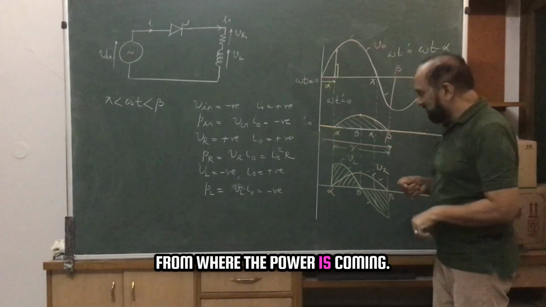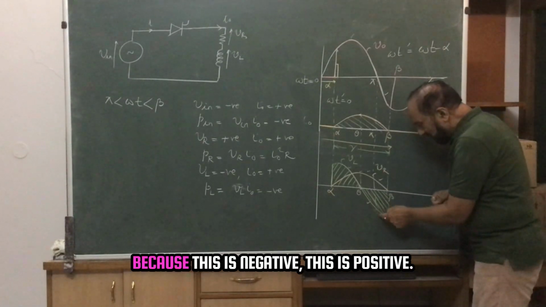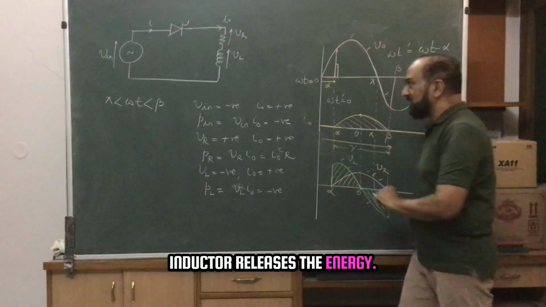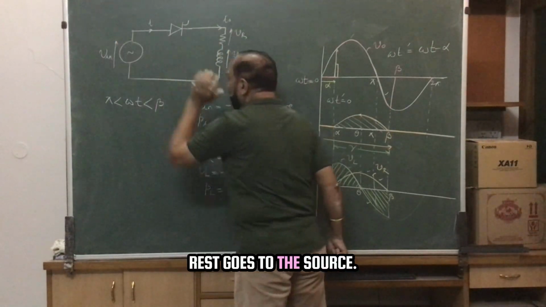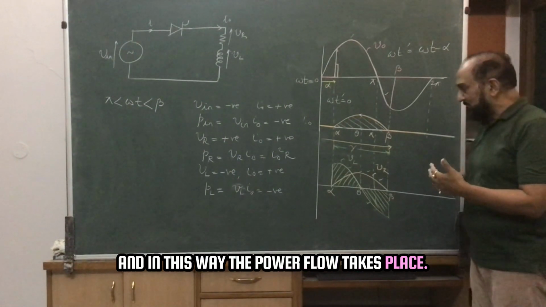From where the power is coming? Inductor is releasing its energy, because this is negative, this is positive. Inductor releases the energy. Part of that goes to the resistance, rest goes to the source. And in this way, the power flow takes place.